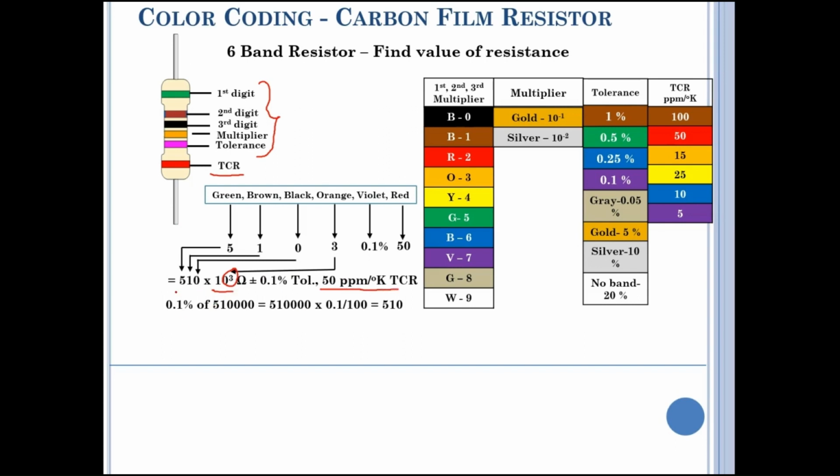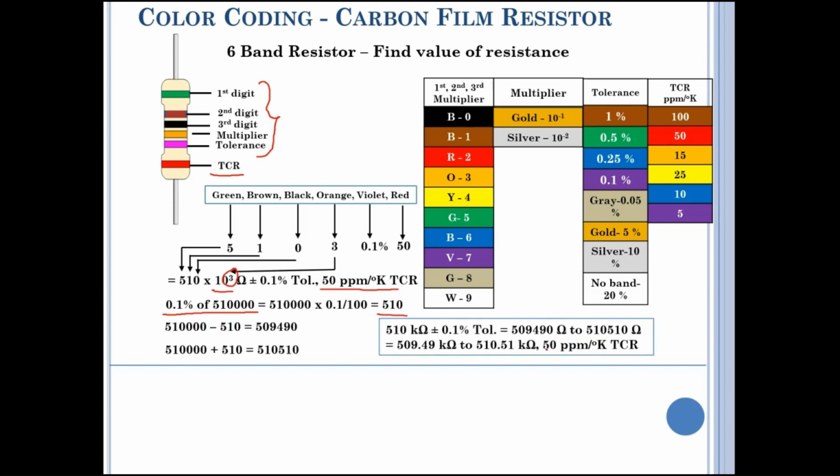So this is the value 510 kilo ohm, and then tolerance is 0.1%. Now find the 0.1% of 510 kilo ohm. You will get 510. Subtract, add, and you will get the range.